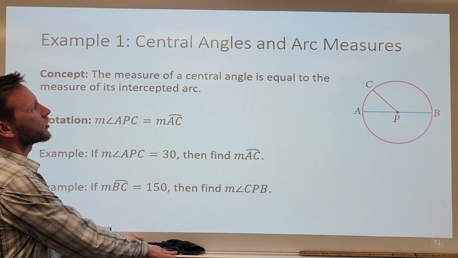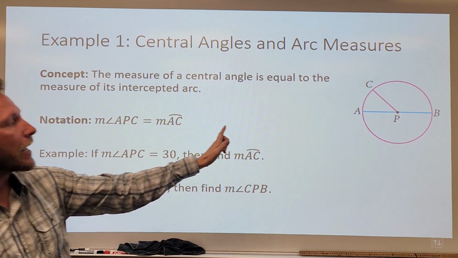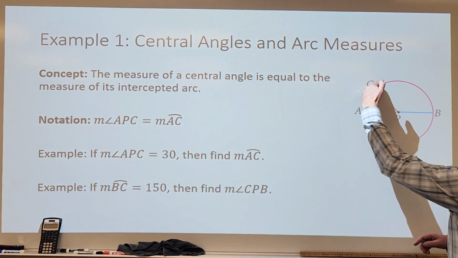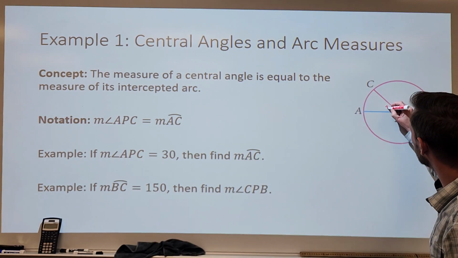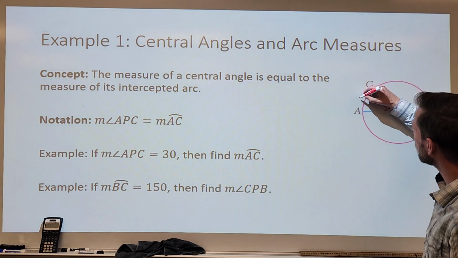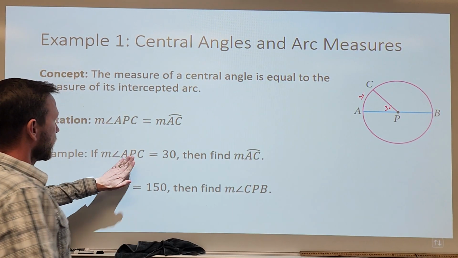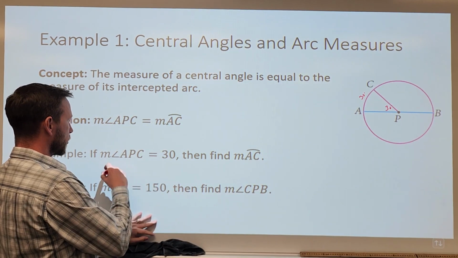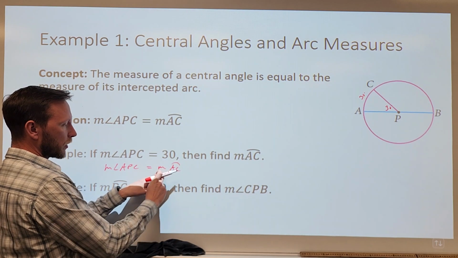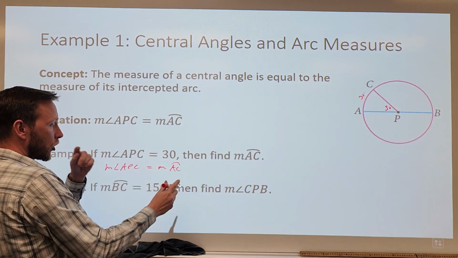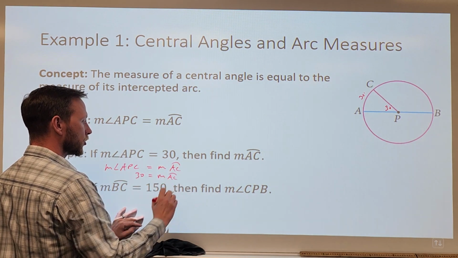All right, the measure of a central angle is equal to the measure of the intercepted arc. So in this case, the measure of angle APC is going to equal the measure of arc AC. If I tell you that the measure of this angle is 30 degrees, then I know that the measure of this arc is also 30 degrees. Example: if this measure is 30 degrees, then the measure of angle APC equals the measure of arc AC. We put the little m in front of the arc to denote that we're talking about the measure, and therefore that will be 30 by substitution.